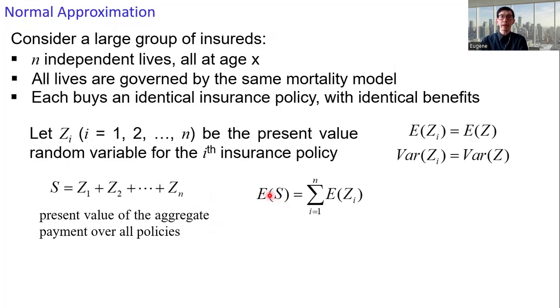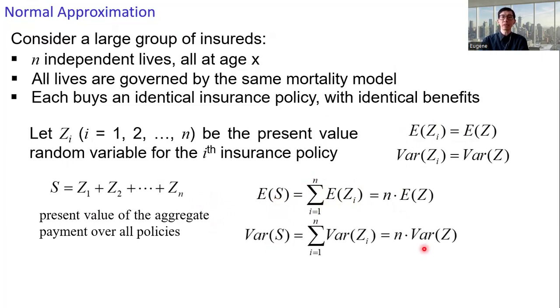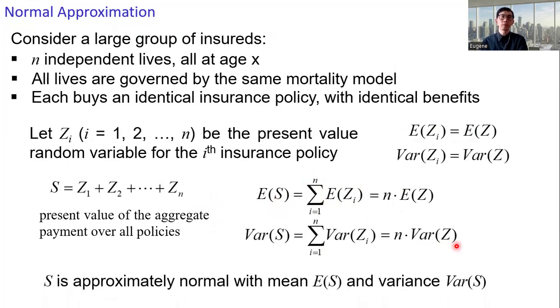Therefore, the expected value of S, which is the sum of the expected values of Zi, equals n times the expected value of Z. Similarly, the variance of S is n times the variance of Z. We will use the normal approximation by the central limit theorem. S is approximately normal with mean E[S] and variance Var(S).